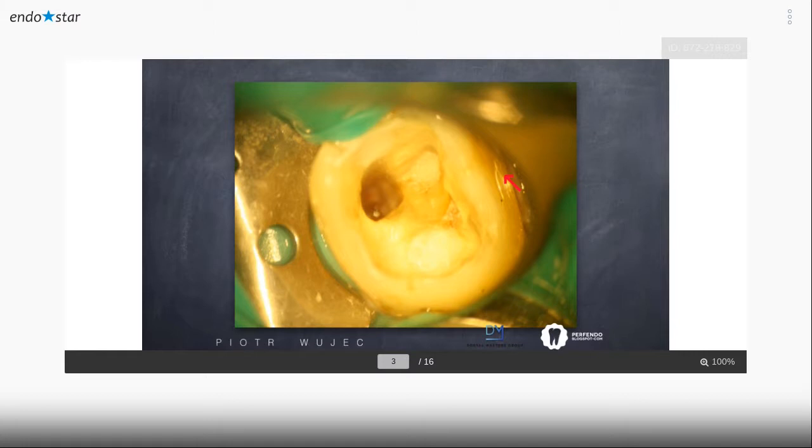I remember this all the time after I spent 45 minutes removing the broken file from the mesiobuccal canal of a lower molar, and it just jumped out from the mesiobuccal canal and went into the mesiolingual canal. And I spent additional time to remove this file from the mesiolingual canal. So from that moment, I always remember to cover the orifices of surrounding canals when we are removing the broken file.